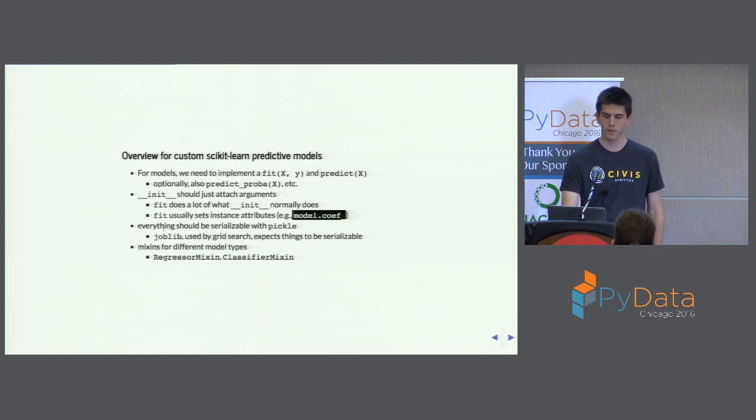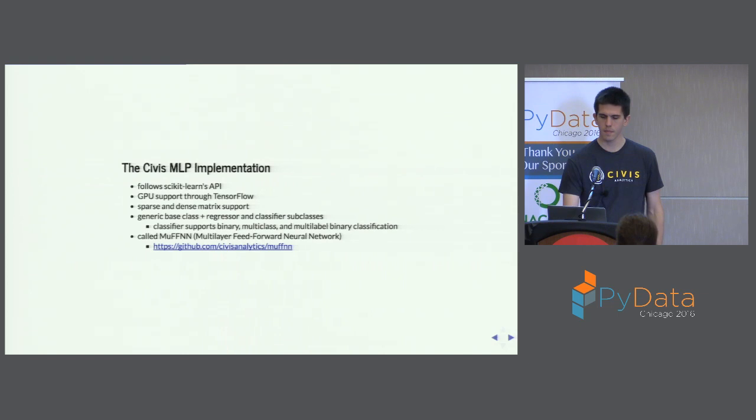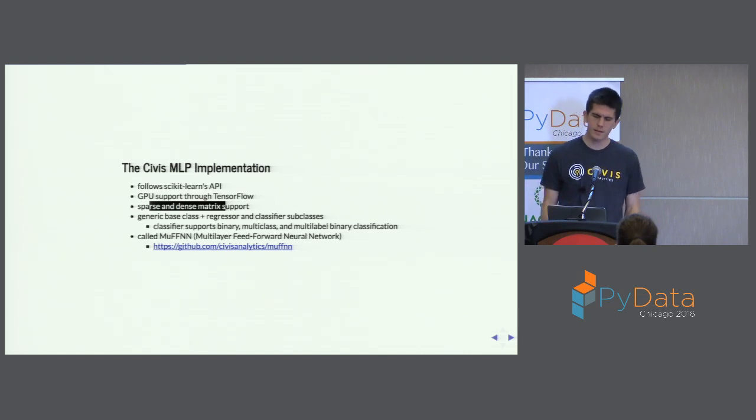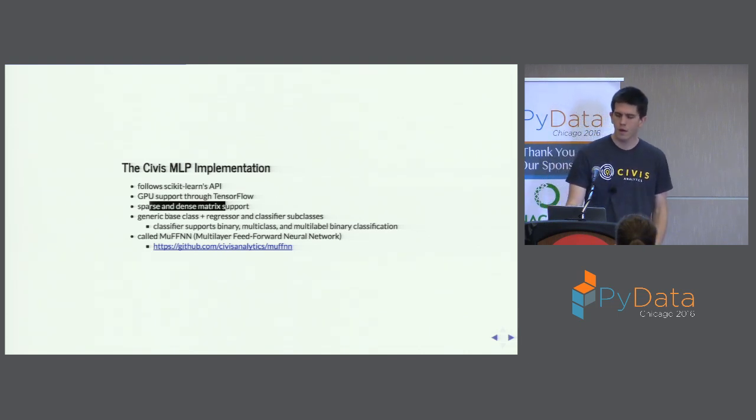Everything should be serializable with pickle, and then there's also some nice mix-ins with this that we'll use. Okay, so I implemented a multi-layer perceptron using TensorFlow and set it up to follow the scikit-learn API. It has some nice features. We get GPU support for free through TensorFlow. It can take in sparse or dense matrices, which is slightly tricky with TensorFlow.